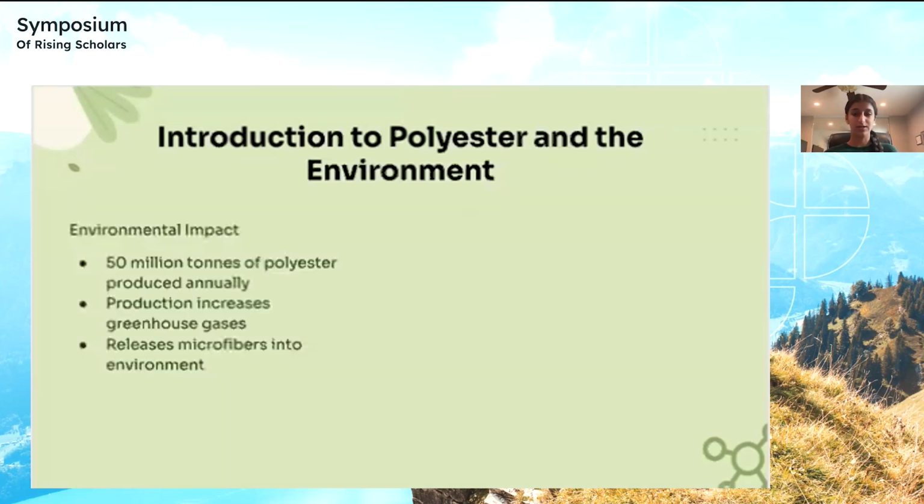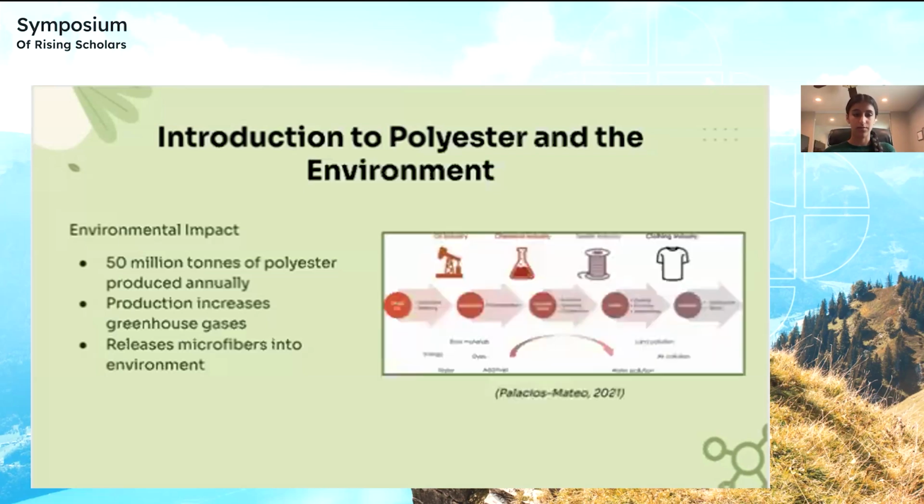So, polyester has a heavy toll on the planet. This is due to the vast amount of it produced, over 50 million tons per year, and its production releases harmful greenhouse gases into the atmosphere. Polyester is also known for fueling fast fashion products, so the dangers of microfibers released in wastelands is quite prevalent, which affects wildlife, soil, and bodies of water.